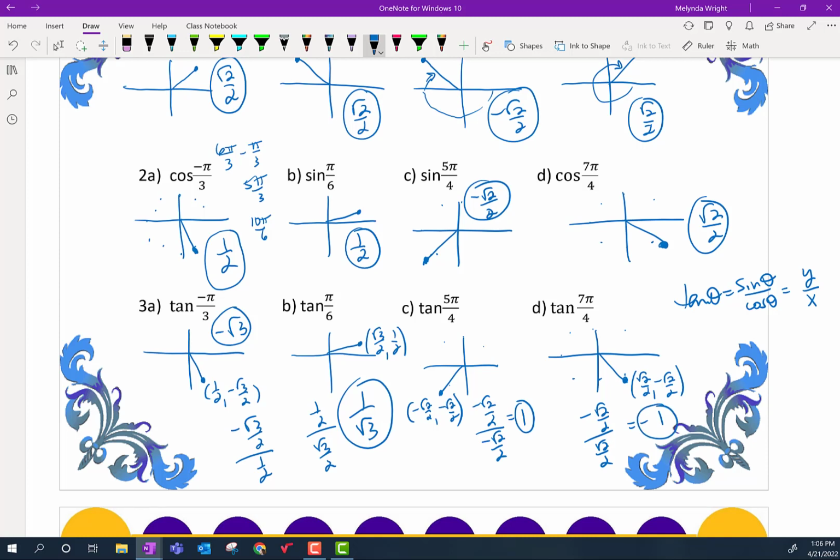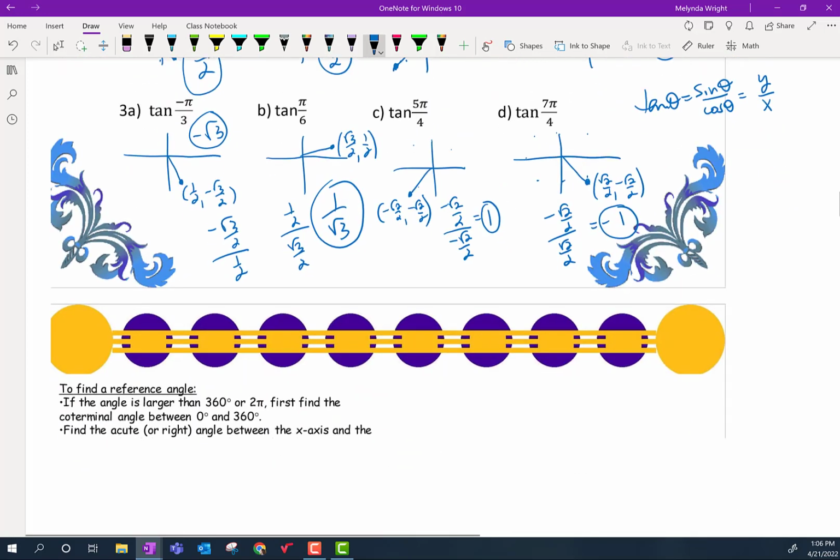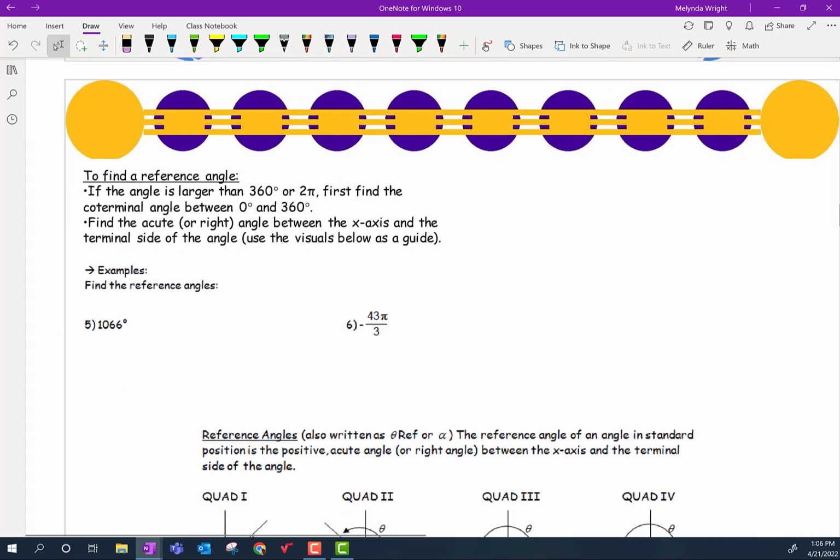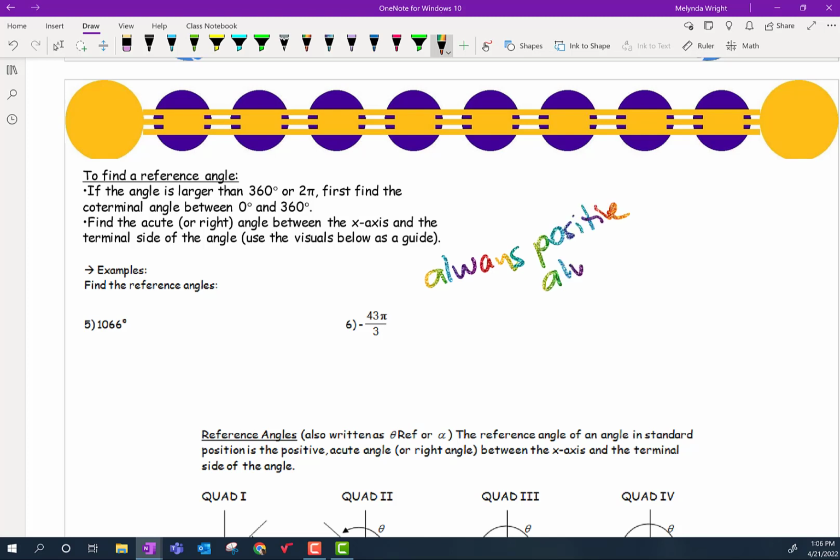All right. So now let's move to our last part of this lesson, which is reference angles. That's a lot of information up there, so let's just boil it down. Basically, a reference angle is always positive and always acute or right. It's either an acute angle or a right angle, period.